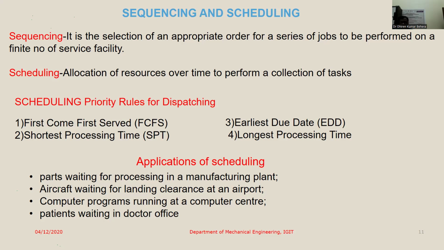So many rules are there, but I have taken only these four. First is first come first serve, FCFS. पहले आओ पहले निकलो. Then second is shortest processing time. The job at the process which takes less time will be given priority.